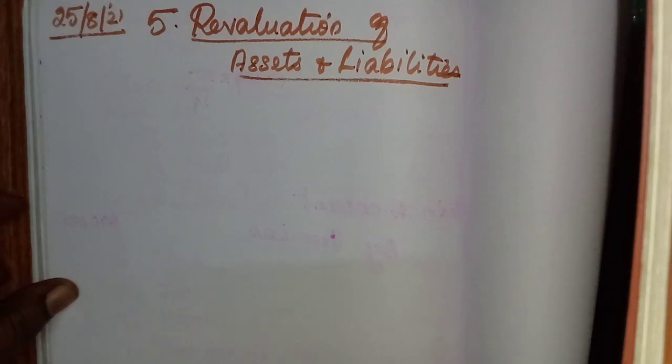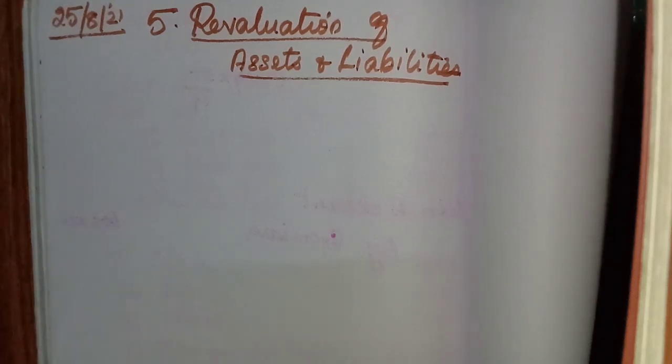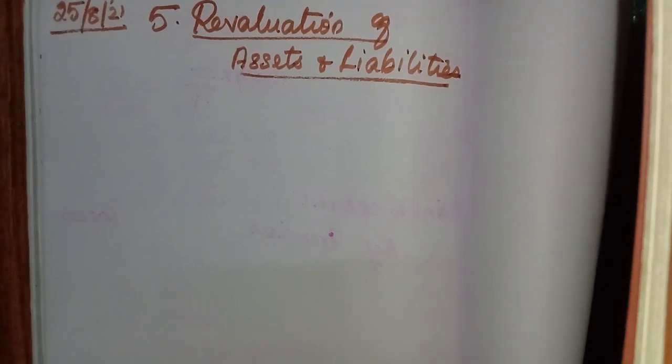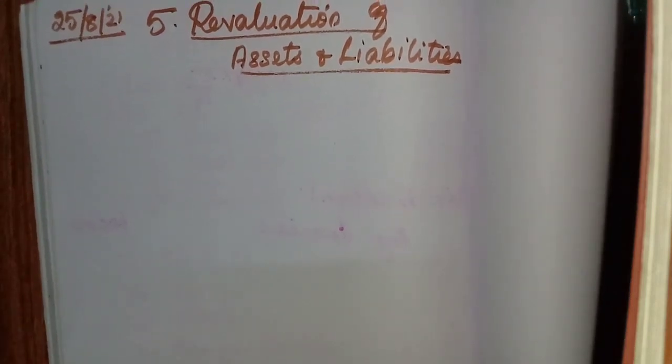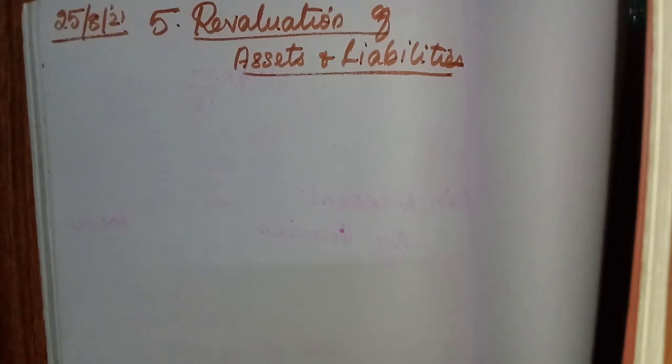What are the profit items? Any increase in the value of assets and decrease in the value of liabilities. Loss items: decrease in the value of assets and increase in the value of liabilities. Any liabilities not recorded will also be a loss item. Any asset that is not recorded will be a profit item. So by preparing the revaluation account, we can transfer the profit on revaluation to the old partners in the old ratio. We have completed the fourth problem. Now we will see the fifth and sixth illustration and the exercise.